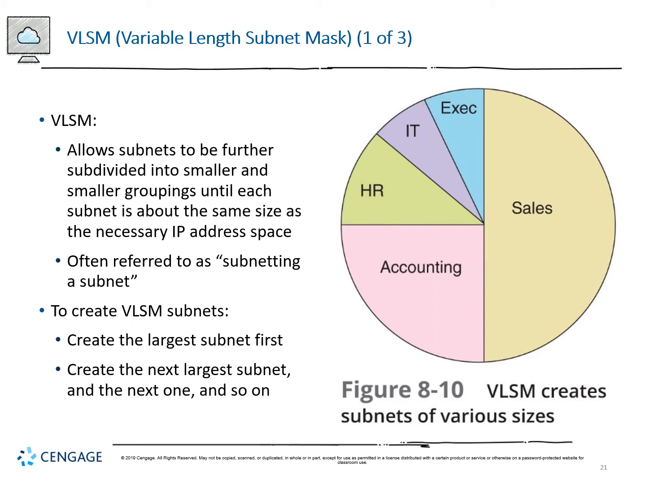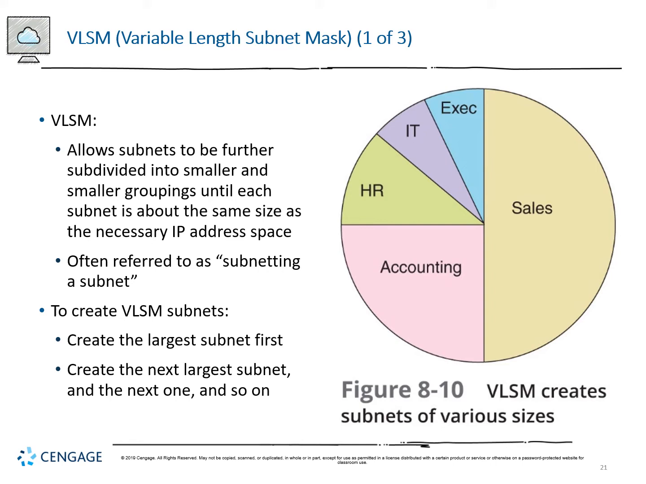Now here's where the avoidance of waste comes in. VLSM, variable length subnet masking. This allows a subnet to be broken into further smaller groupings until each subnet is about the same size as the needed space. So this is often referred to as subnetting a subnet, subdividing a division. Okay? So to create VLSM, we're going to create the largest subnet first, and then we're going to break it down into the next largest, and so on.